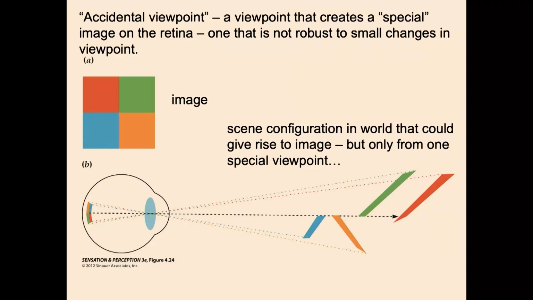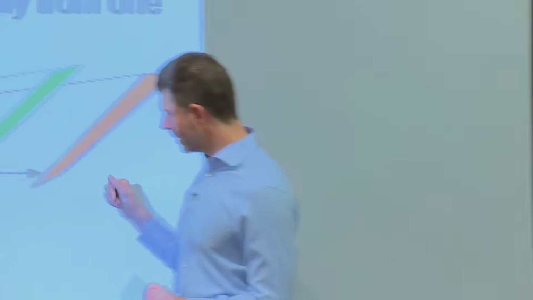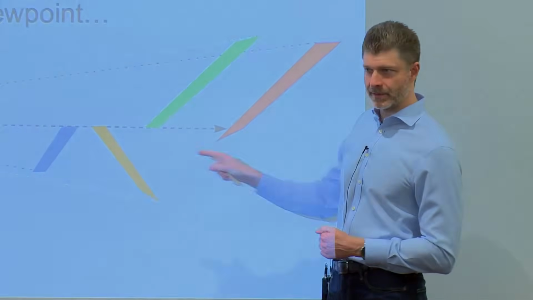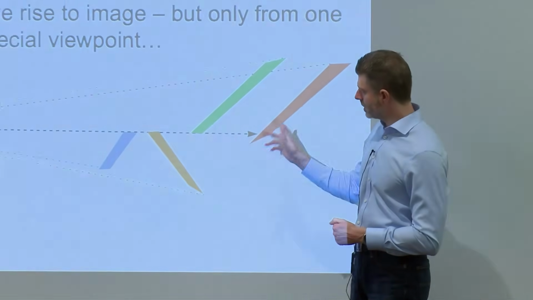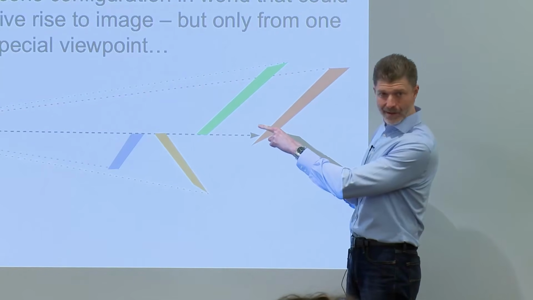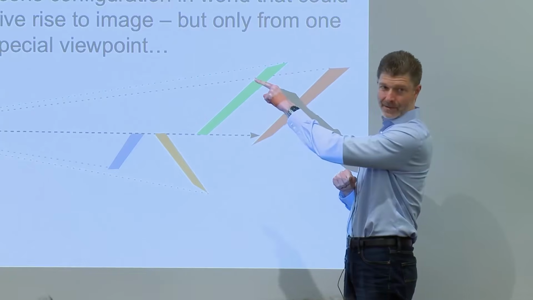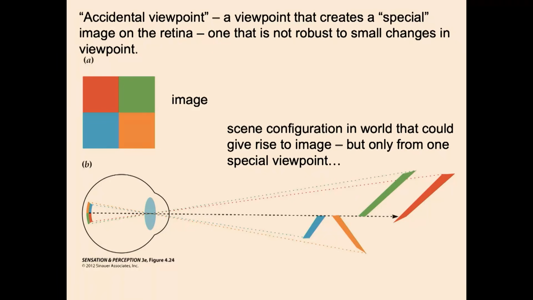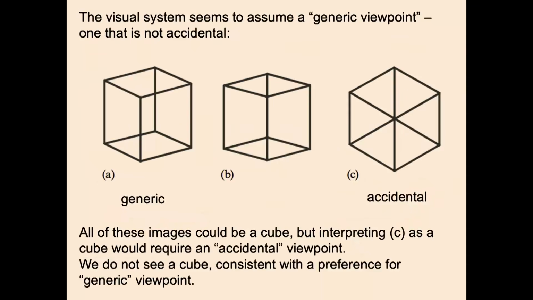Okay, so there's oftentimes viewpoints that will create a special image on the retina. In particular, they're special in the sense that they're not robust to small changes in viewpoint. So here's an example. This is a scene in the world where you have these 4 different surfaces that have different orientations and they're at different depths. But if you view it from exactly the right point, it looks like that image. Everything lines up in exactly the right way. And there's lots of examples of things like that.